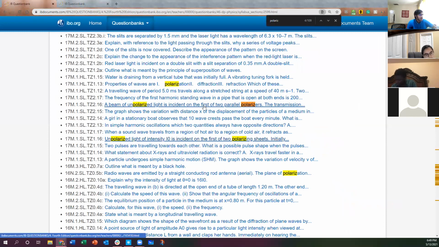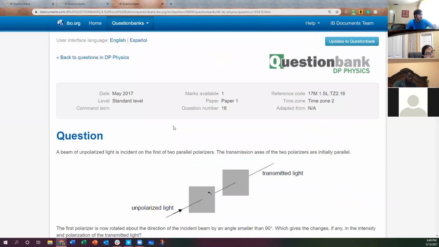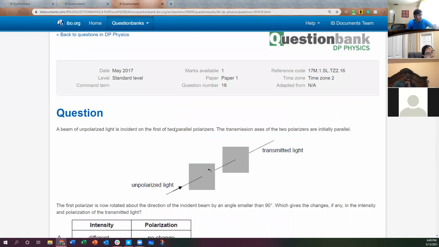So is this the one we did? No, we did this one. We did the 26, we did this problem. We haven't done this one yet. Okay, let's look at this problem. This is a similar problem with polarization.